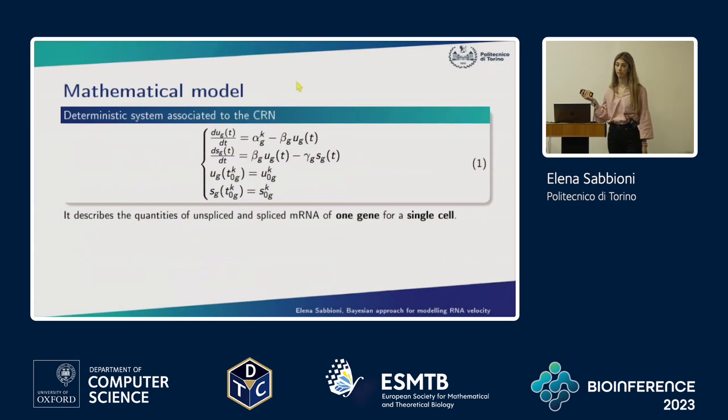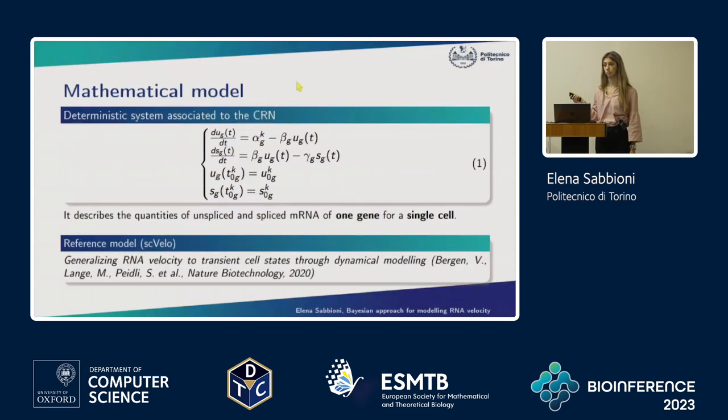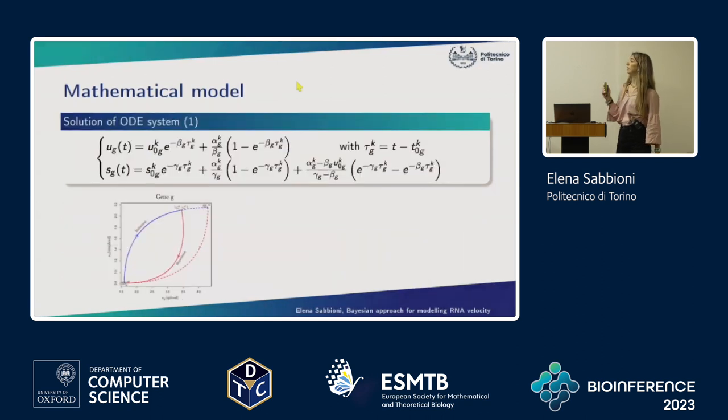Associated to the diagram I've shown you, there is the deterministic system that just describes mathematically the three processes. And we just start from this model. This is the model used in our reference article, that is scVelo, that I've mentioned before. So we just start from this model, we assume it. So the solution of the system is known. I don't want to go into the detail of this solution. The all important part is that the solution is known in a closed form.